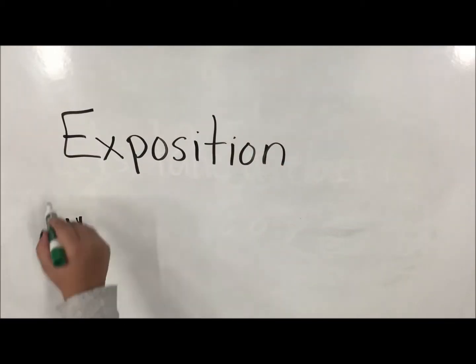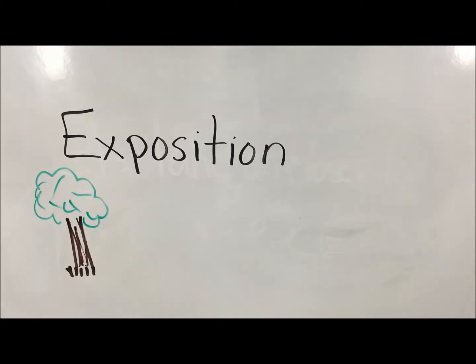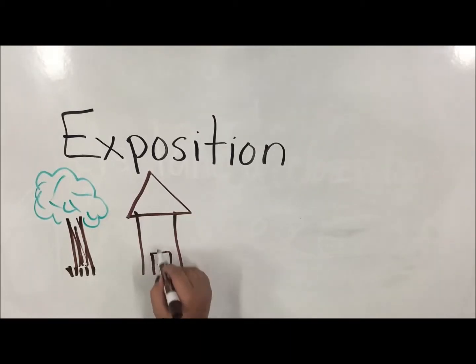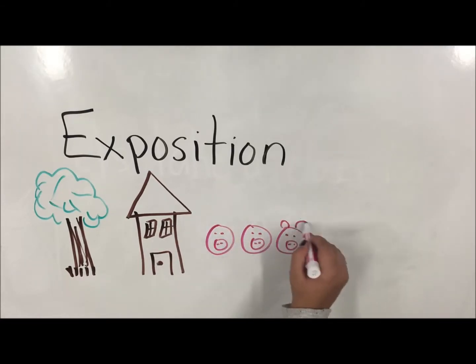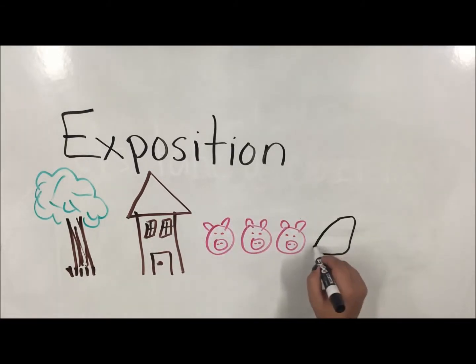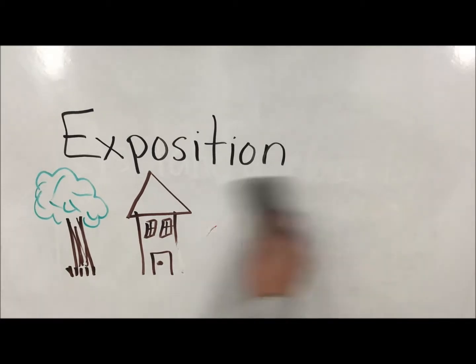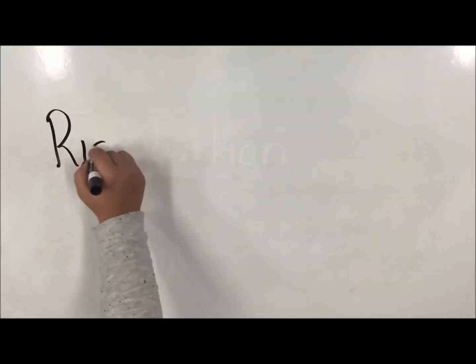First, we have the exposition. This usually occurs at the beginning of a short story. Here, the characters are introduced. We also learn about the setting of the story. Most importantly, we're introduced to the main conflict, the main problem of the story.